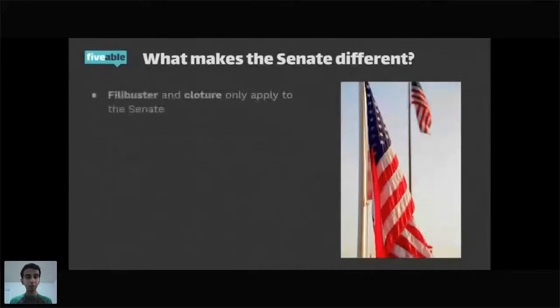Okay, a little bit more about what makes the Senate different is the filibuster and the cloture. Does anyone know what the filibuster or cloture is, or have you heard about the filibuster or cloture?